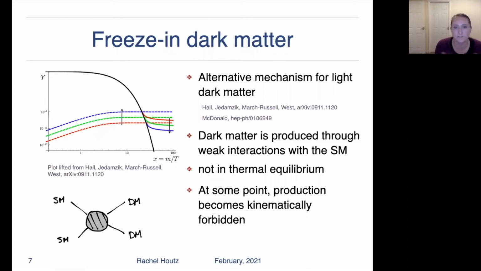And then freeze-in is the idea that it's not in equilibrium, but it's very feebly produced, and over time it builds up a population, and then it gives the relic abundance that we observe today. Those are the two main ideas, and this works really well for light dark matter.